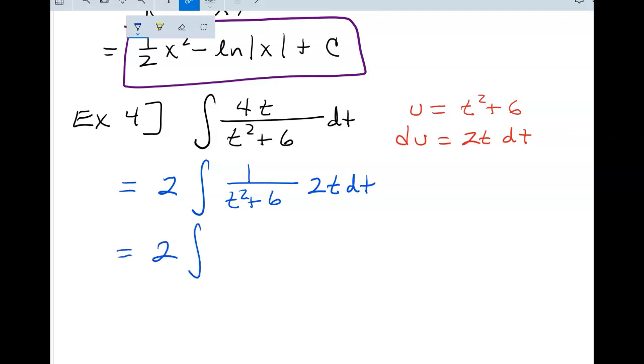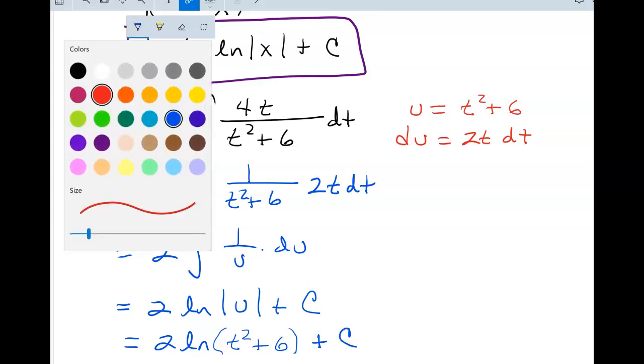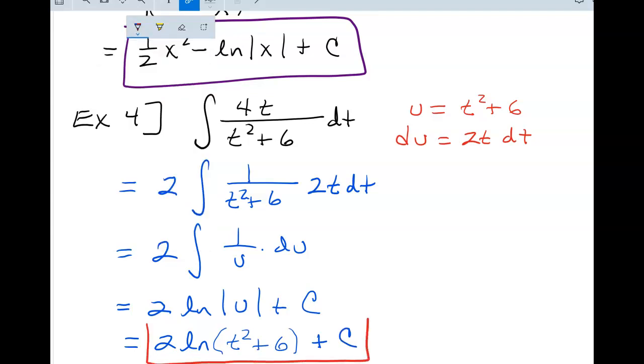So we have the 2, 1 over u, and 2t dt is du. So that gives us 2 times the natural log of the absolute value of u plus c. What are we taking the natural log of? t squared plus 6, and t squared plus 6 is an expression that's always positive, so the absolute values are not necessary around that one.